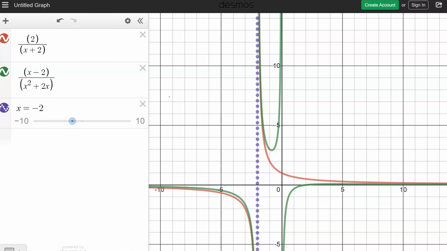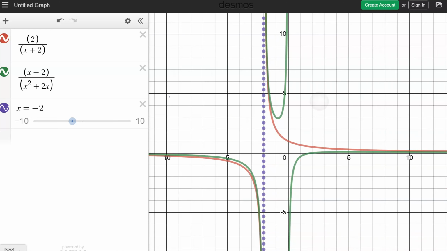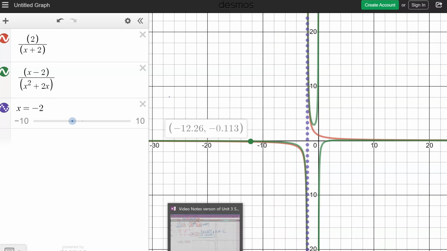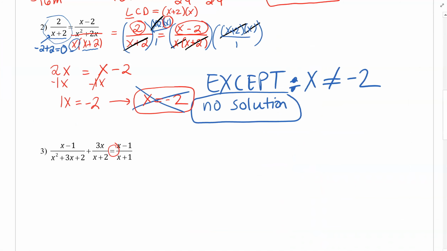They're just going to keep getting closer and closer, infinitely close, but never quite the same. It's what we call an extraneous solution. So we have to exempt it and say, actually, there's no solution. So always check your answers against the restrictions.